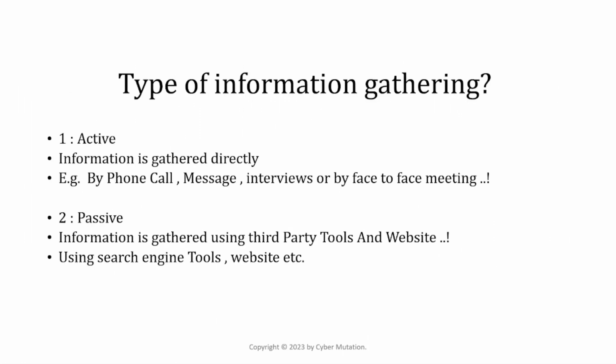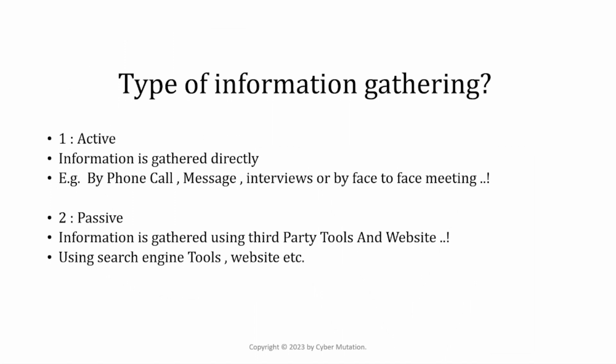There are two types of information gathering. First is active and second is passive. In active information gathering, we directly contact the person or the entity and we communicate with them by phone call, message, interview or face-to-face meeting. These are sometimes very dangerous while you are gathering sensitive information.